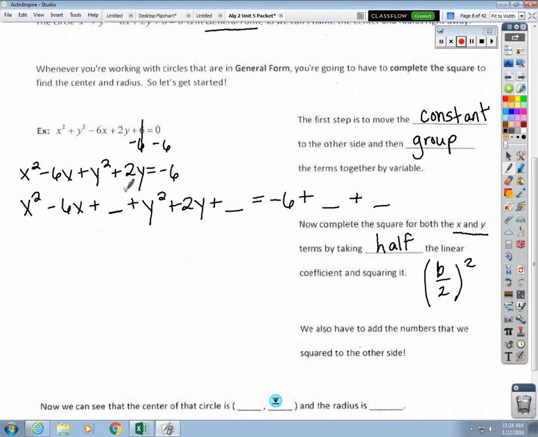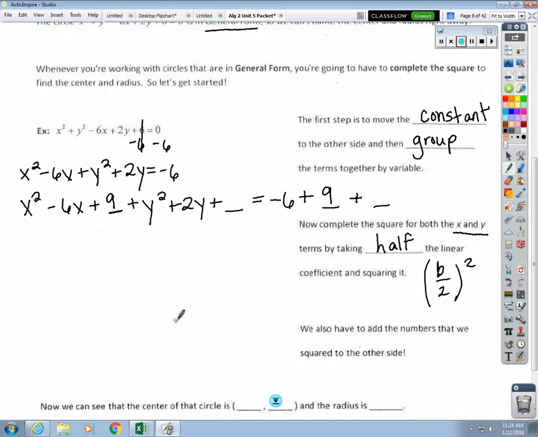Alright, so now we're going to fill in the blanks by taking the linear term, halving it, and squaring it, which is this. So what is the b for the x's? Well, negative 6 divided by 2 is negative 3, squared is positive 9. Since you're adding a positive 9 over here, you also add it over there.